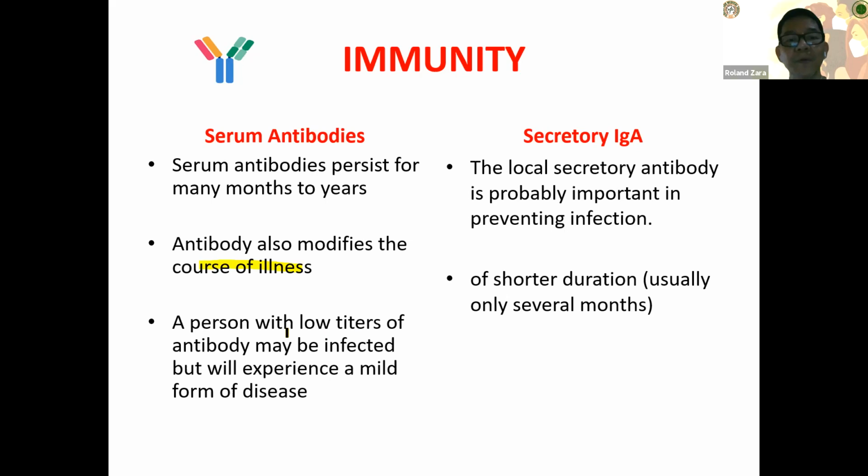So a person with a low titer of antibody may be infected, but will experience a mild form of disease. Antibodies like IgA are very important in the respiratory tract, but this is not usually lifelong. They are only local secretory antibodies in preventing viral infection, so of shorter duration. Unlike IgG, which gives more of a longer immunity.